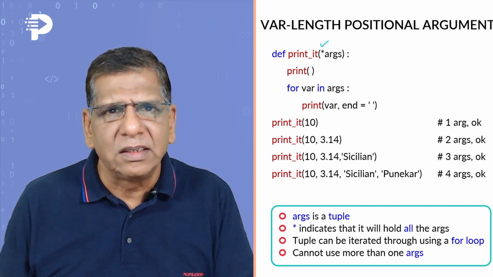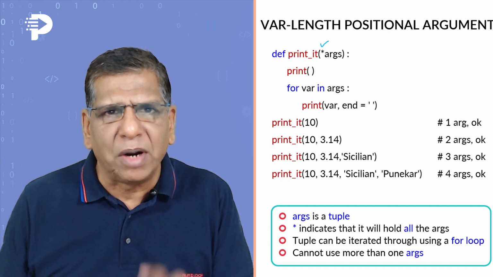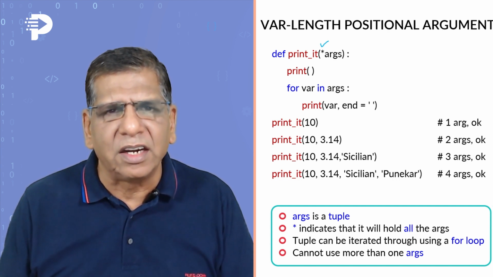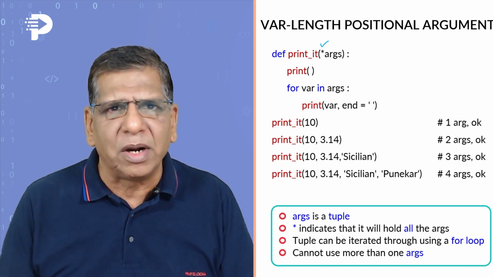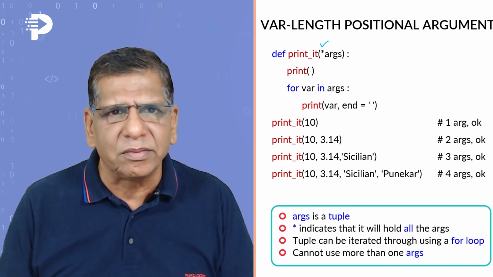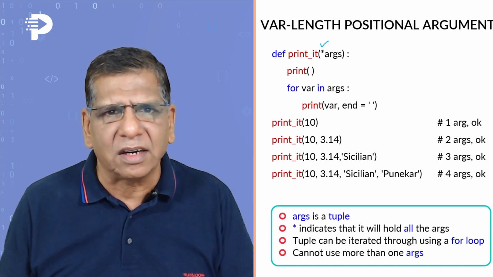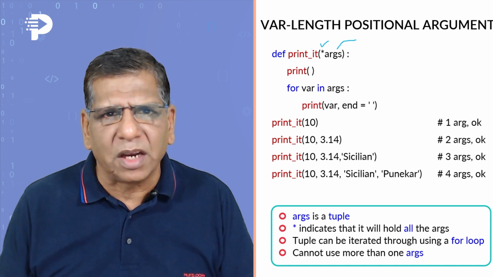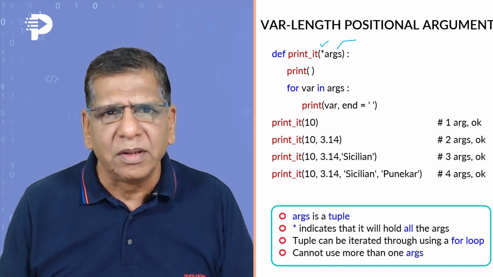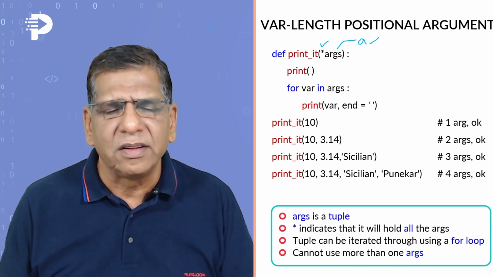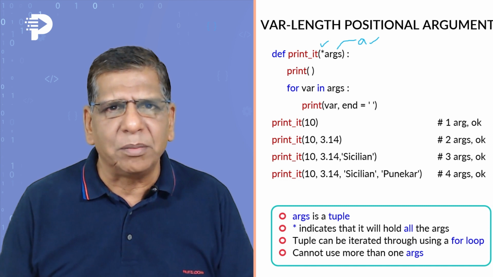Hence, you cannot have multiple variables here which are ready to gobble or ready to take multiple values at a time. So there should be only one *args. But of course nothing special about the variable name. You can give it any other name. If you give A or B or C, that's perfectly alright. Args is just a variable name.